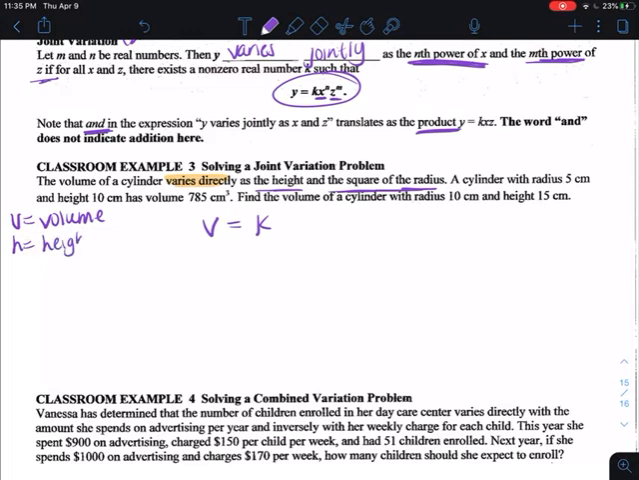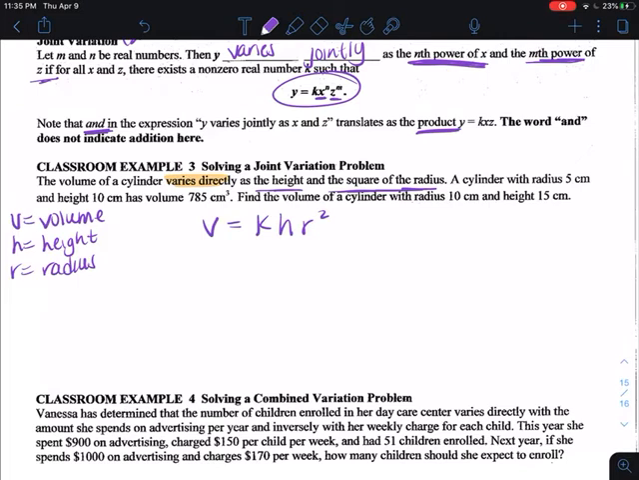So the height we want to let equal h, and r will be our radius. So varies directly as the height and the square of the radius. So that would be the formula. And normally it would say varies jointly, so don't be surprised if you see the word varies jointly. So the volume of the cylinder varies jointly as the height and the square of the radius. So we already have our first part. The next step is to solve for k.